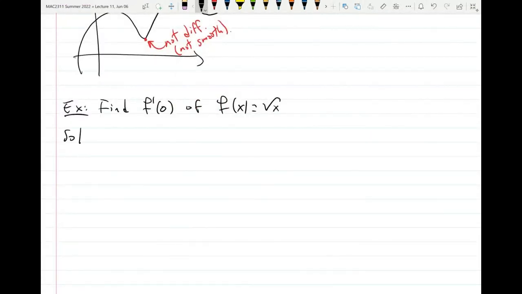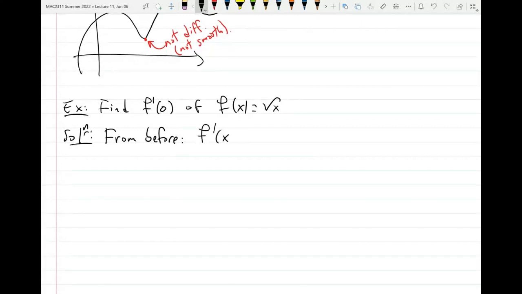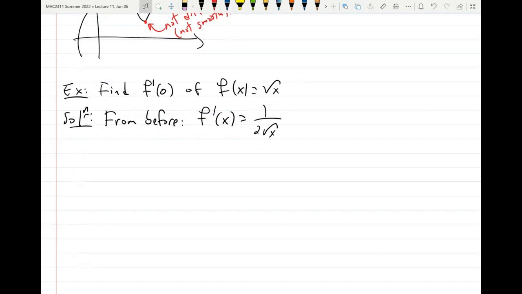Okay, so solution. From before, we saw that f prime of x is 1 over 2 square root of x. I encourage you to remember this because this derivative is going to pop up a lot. Like with capital letters, a lot. So when you see square root, you want to know the derivative is 1 over 2 square root of x. And if you can see immediately here that if we plug in 0, then this is undefined.